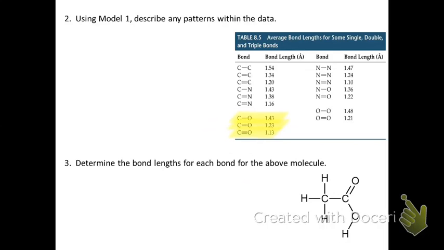Alright, now, number 3, determine the bond lengths for each bond for the above molecule. Now, I'm going to let you kind of do this on your own, but if we take a look at this carbon-carbon bond, you should be able to look at the reference here up in the table and see that a carbon-carbon single bond there has a bond length of 1.54 angstroms. So that's just basically how you use a table like that. Determine those bond lengths between those bonded atoms.